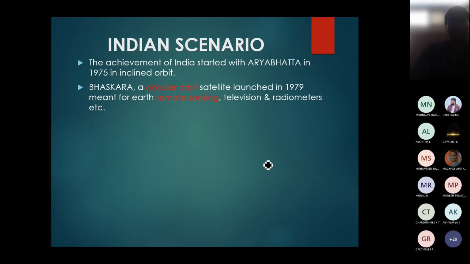But if we talk about the circular orbit, then that satellite is called Bhaskara. It was launched in the year 1979 for remote sensing application. That satellite was launched in a circular orbit. But if you talk about the GEO, the first GEO satellite India launched, in the year 1981, is called Apple. This is the first GEO satellite India has launched.